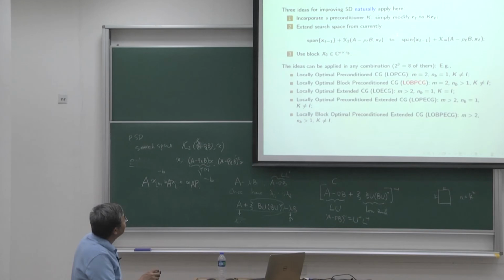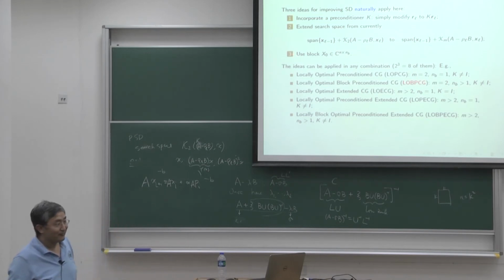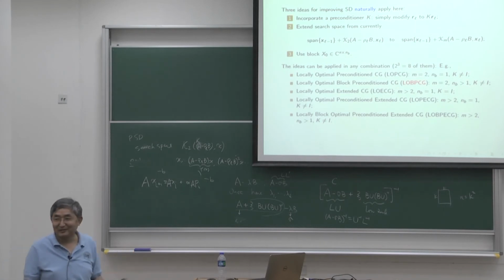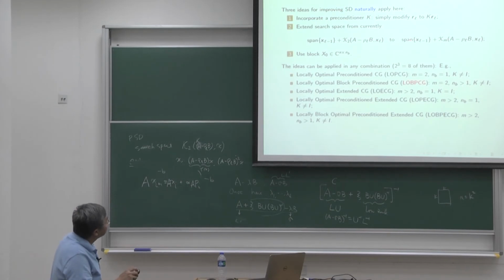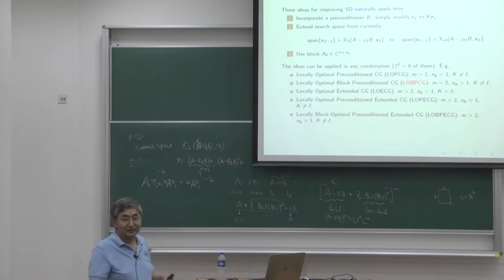The third option: use a block. Now I suppose you know every trick that I know. So three things, nothing more: preconditioner, extend the space, block. Then you can pick a name. You just put the words in. I don't want to bother to read all of them. Locally optimal, block, preconditioned. I just put the words in whatever order you like.